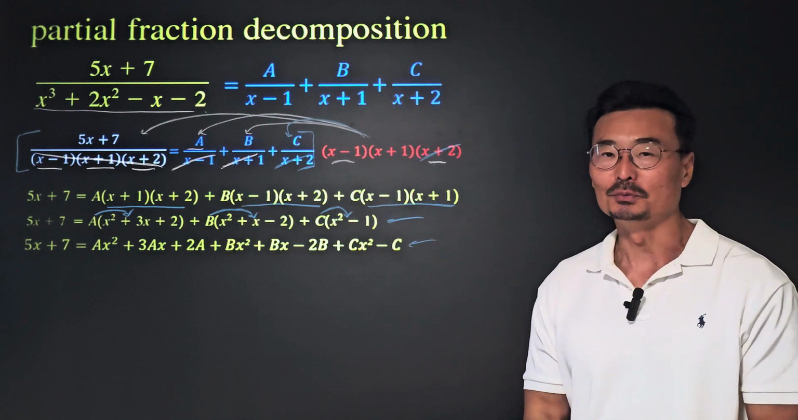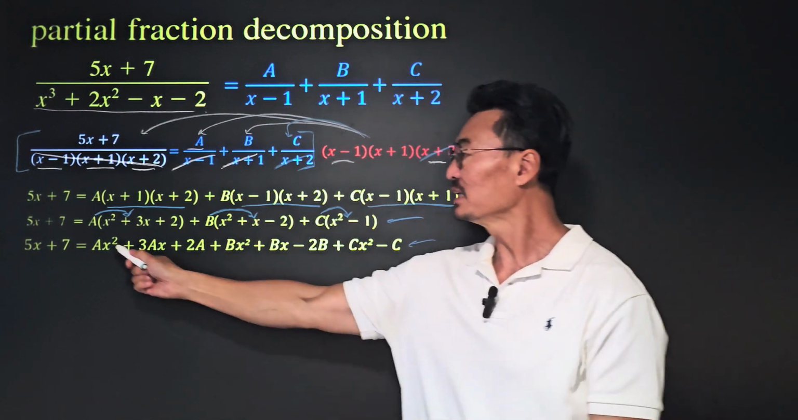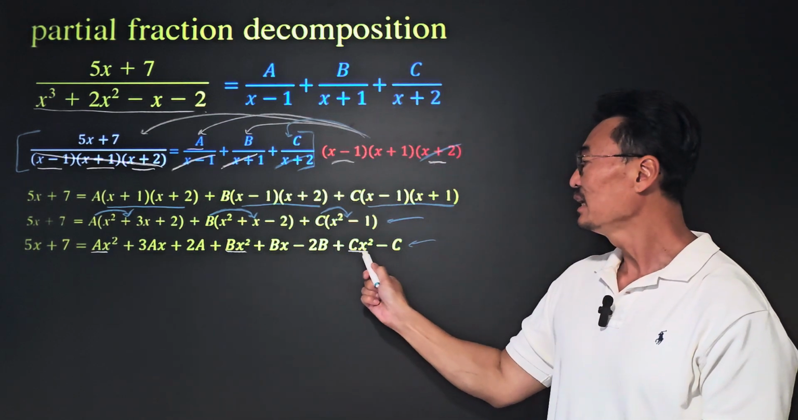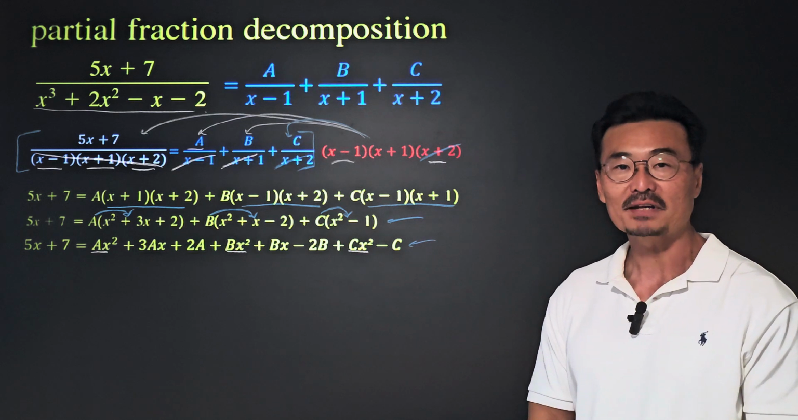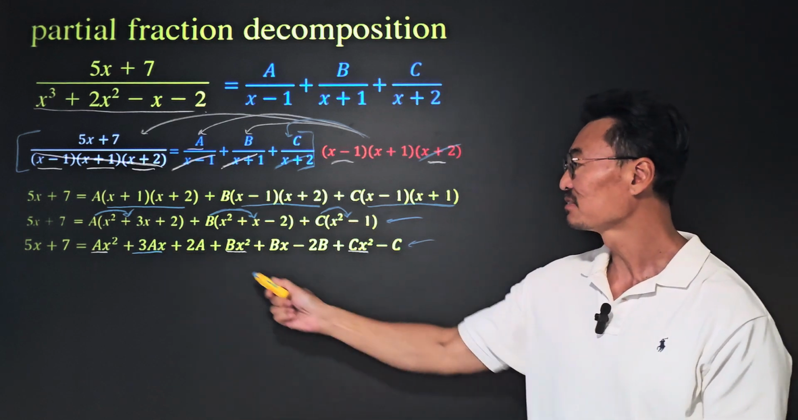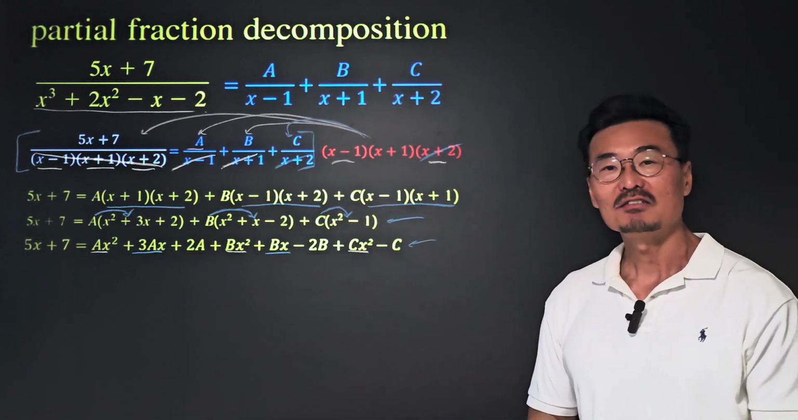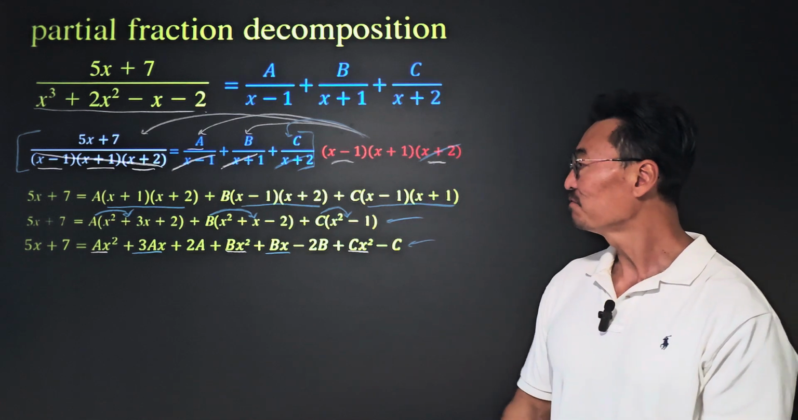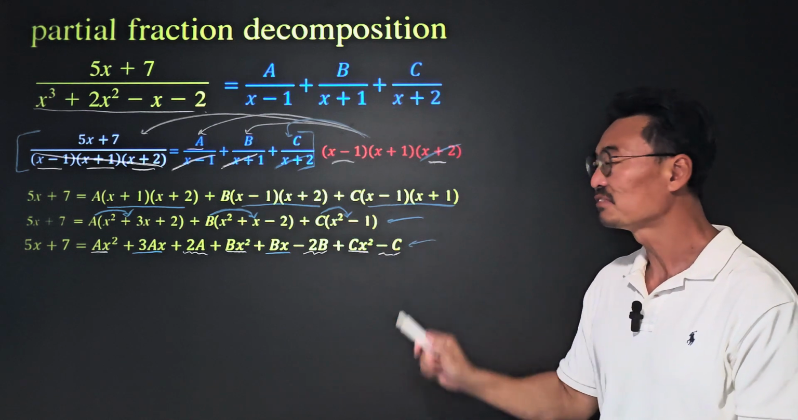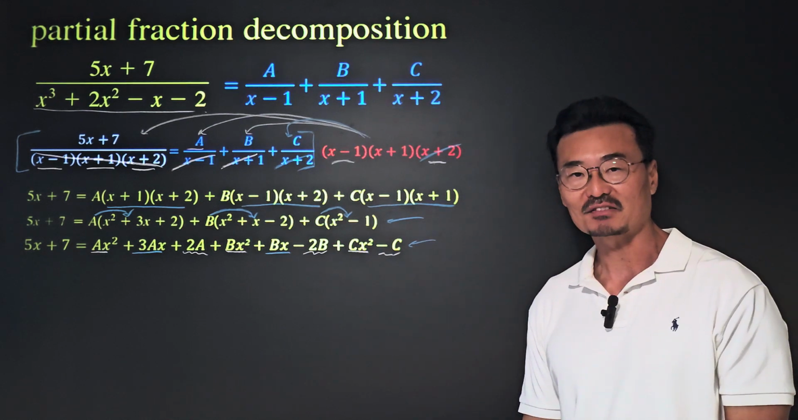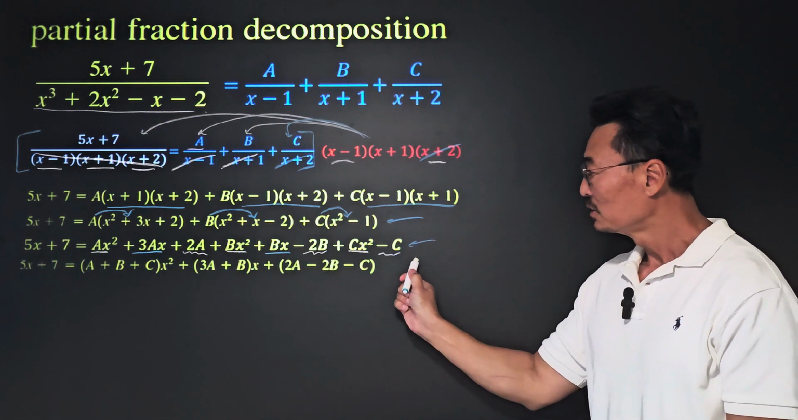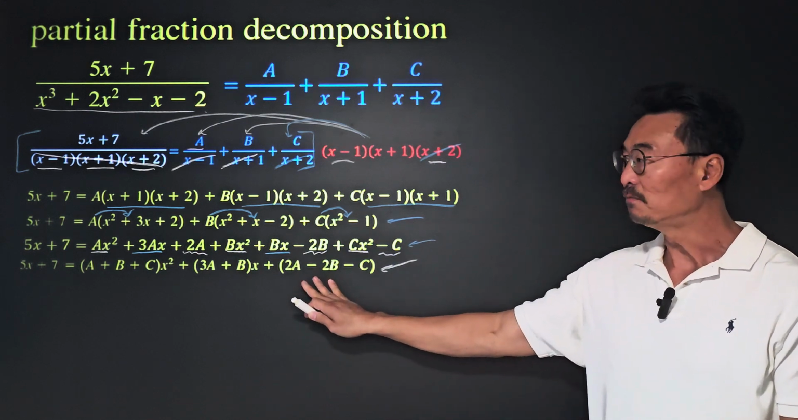Next, we need to group the like terms, meaning we want to group the Ax squared, Bx squared, and the Cx squared, since they all have x squared next to them. And then we want to group the 3Ax and the Bx, since they have x next to them. And finally, we want to group the 2A, negative 2B, and negative C, since they do not have x next to them. And once we complete the grouping, it gives us this equation here.